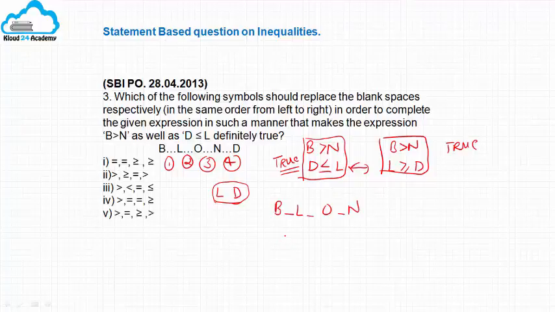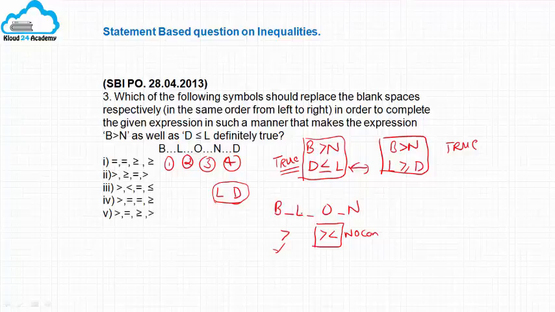I want to make B greater than N true. So I have to fill any of these three blanks with the greater than sign. Any of the three blanks. What I don't need is opposite or no conclusion. Why? Because I want this to be true. So I want greater than in any of these, but I don't want this.